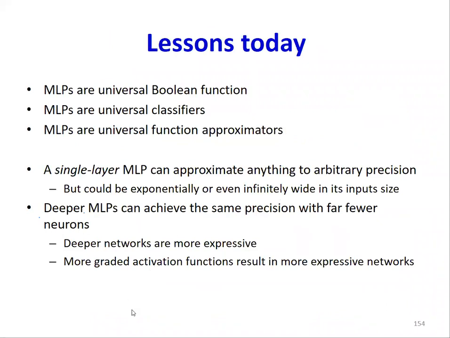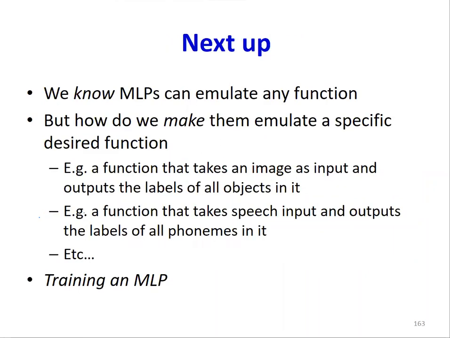But here are the lessons for today. By the end of the lecture, we've seen MLPs are universal Boolean functions, universal classifiers, and universal function approximators. A single hidden layer MLP can approximate anything to arbitrary precision, but could be exponentially or even infinitely wide in its input size. Deeper MLPs can achieve the same precision with far fewer neurons. In other words, deeper networks are more expressive. More graded activation functions result in more expressive networks.